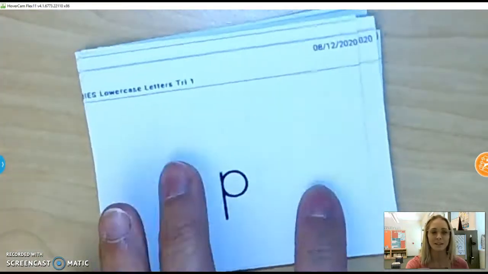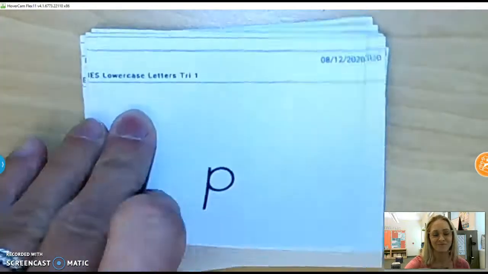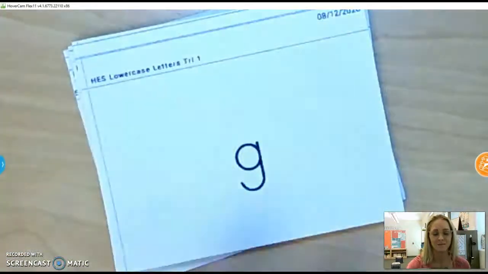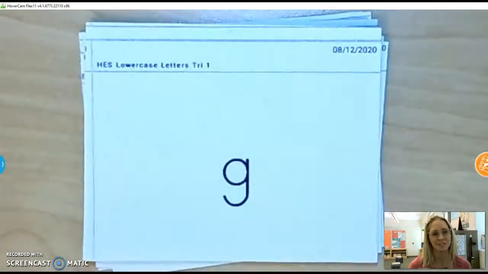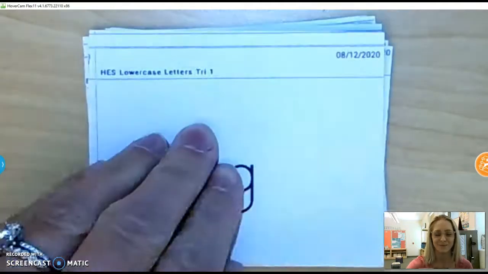Okay, what letter is this? That's the letter P, and its sound is P. Say P, P. Good job. Okay, what letter is that, and what sound does it make? G, G. The letter is G and the sound is G. Say G, G. Good job.